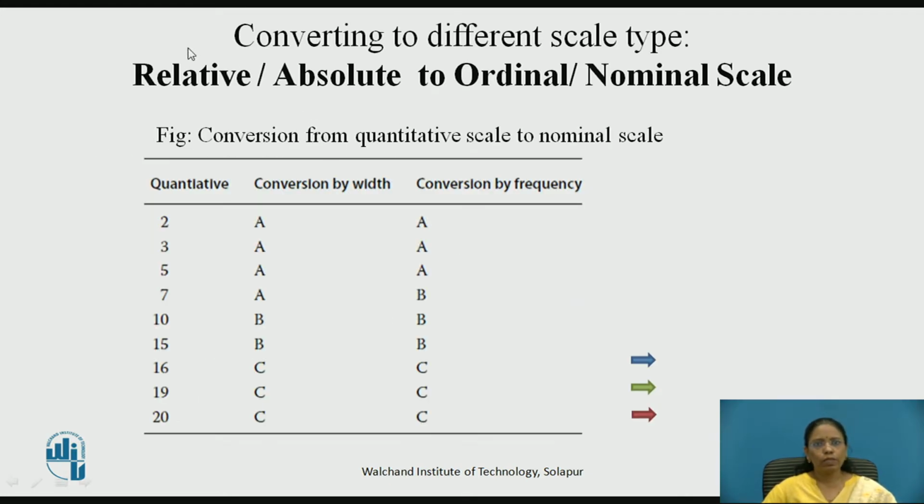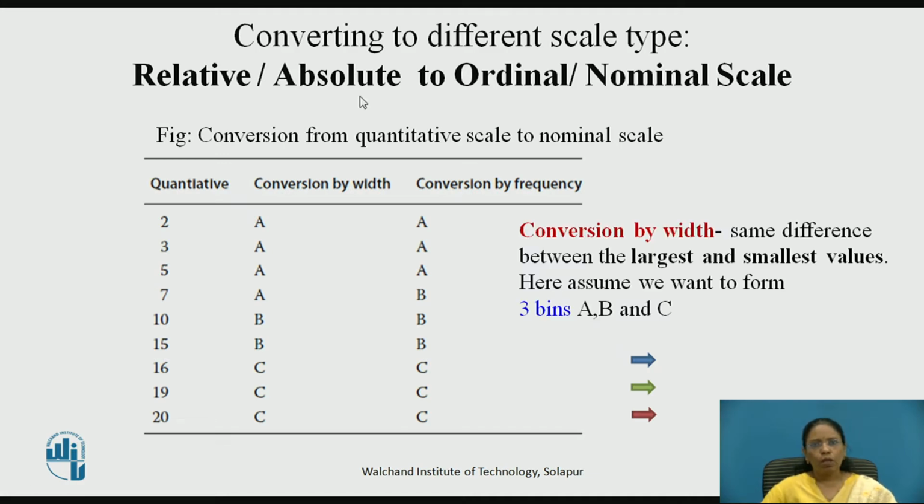So let us see converting from a relative absolute, that is quantitative, to ordinal or nominal, that is qualitative. Here again this table is taken from João Moreira's textbook. The PPTs are focused on this textbook only, and the textbook is mentioned in the references. First we'll look at conversion by width.